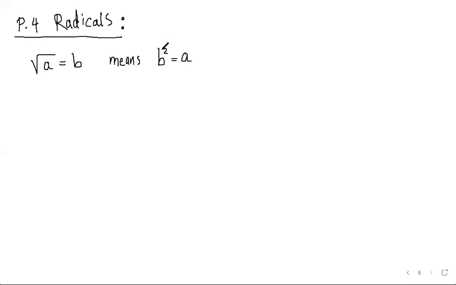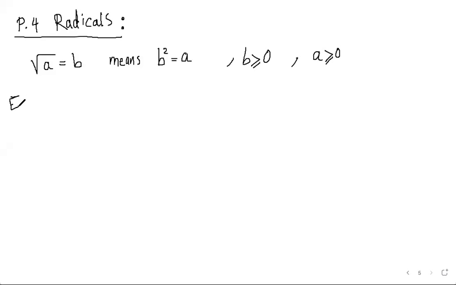Because it's a square root, it means B is positive or 0. This means B is greater than or equal to 0. And at the same time, A must be positive or 0.